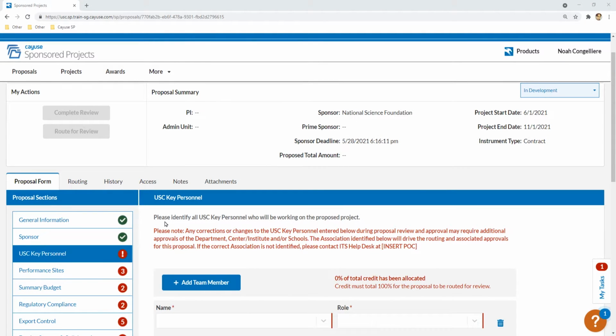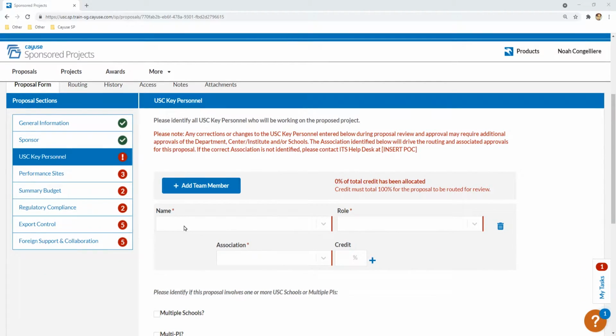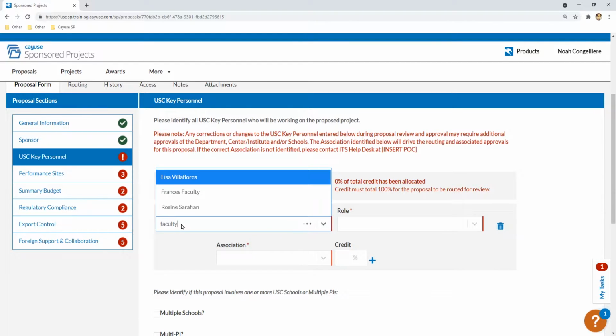Let's talk about the USC Key Personnel section. This is where you'll need to enter all identified USC principal investigators, co-principal investigators, and key persons. And the way to do this is actually pretty simple. I'm going to start by entering the person's name. So in our example, I'm going to put Francis Faculty.